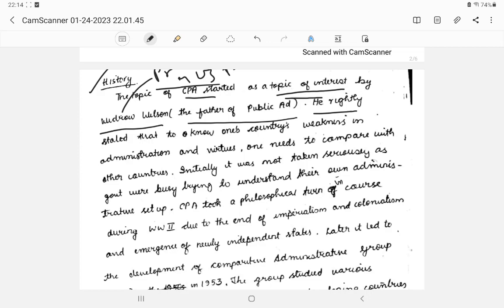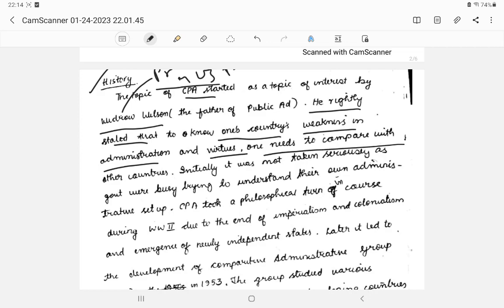He wanted to know his own country's administrative setup, so he studied others. He rightly stated that to know one's country's weaknesses and virtues in administration, one needs to compare with other countries. By comparing our defects and our strong points with others, it will be very much beneficial for us.